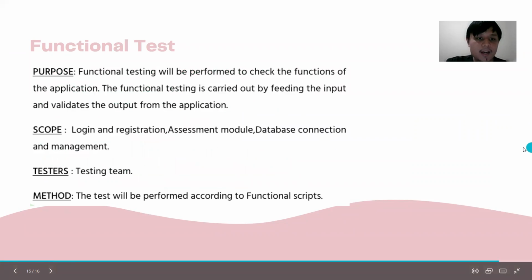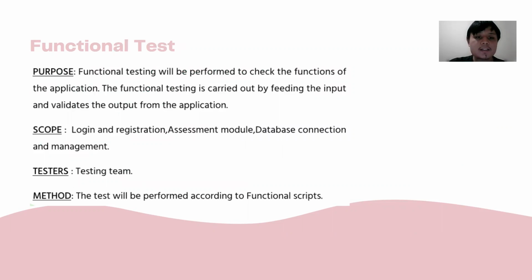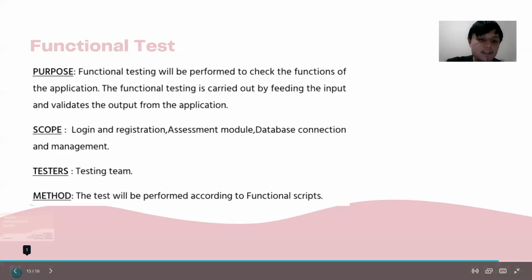Next, the second one is functional test. The main purpose of this test is to make sure the application works by feeding the input and validating the output from the application. The scope of this test is login and registration, assessment module, database connection, and measurement. The testers are still the same, 3 of us. And the method, the test will be performed according to functional scripts.